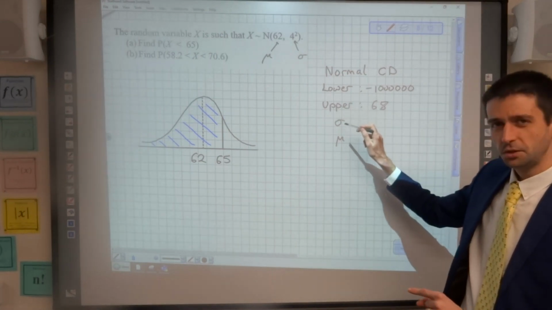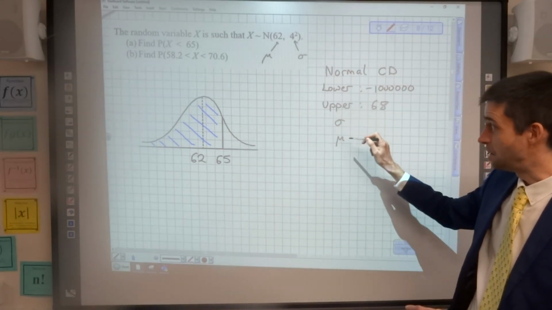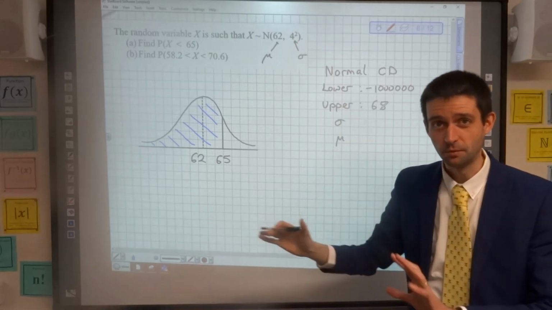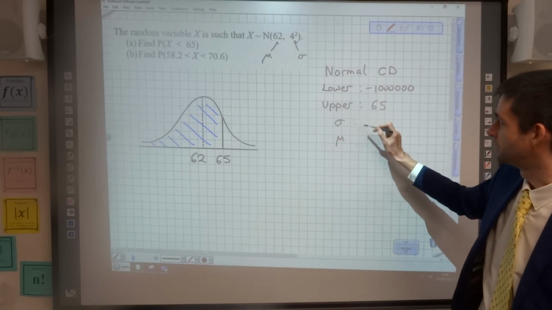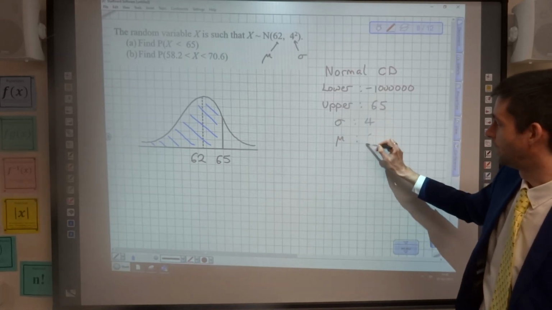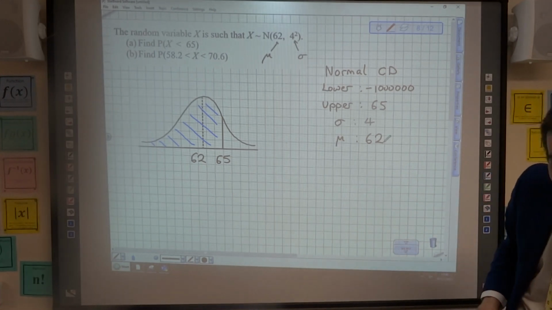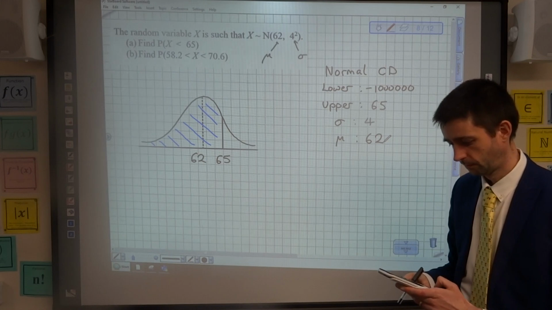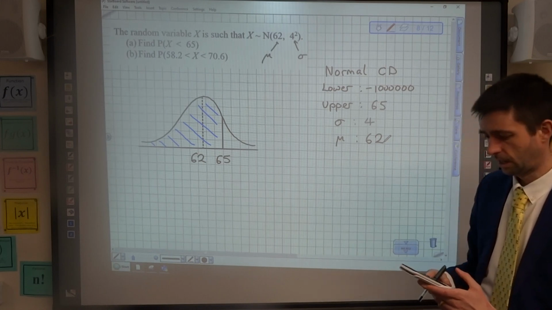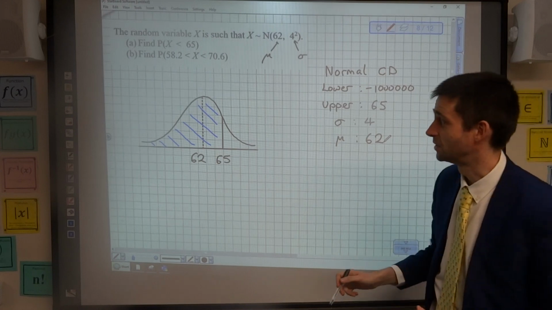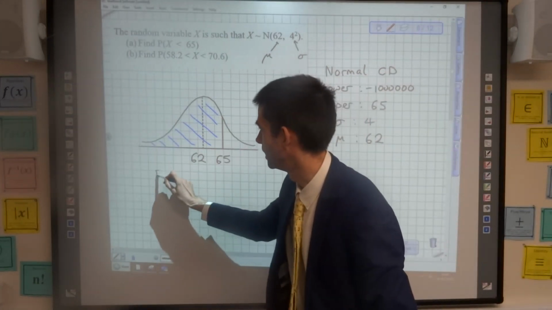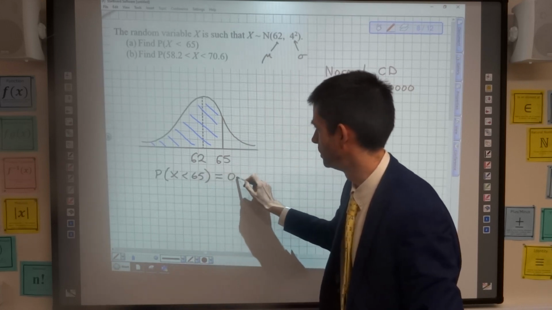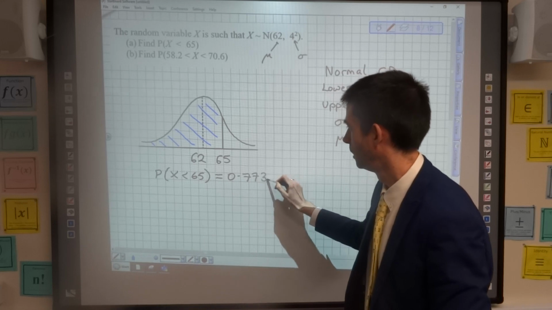Now, slightly confusingly, the calculator has standard deviation and then mean when the normal distribution starts with the mean, then the standard deviation. You've just got to get over that, put it in the right way around. So the standard deviation is 4 and the mean is 62. And if I type that into the ClassWiz, it tells me that the answer is 0.7734. So I see the probability of x being less than 65 is 0.7734.